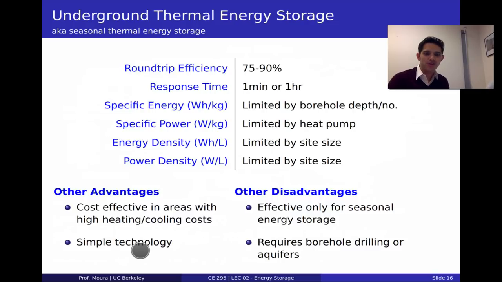Okay, so the round-trip efficiency can sometimes be quite efficient depending on the build, sometimes less efficient. So I put a wide range here. It can be somewhere between 75 to 90%. The response time is slower. It's basically how quickly you can get these fluids to run. It can be something like a minute to an hour, actually more like a couple hours maybe. And this is why it's used really for seasonal storage.